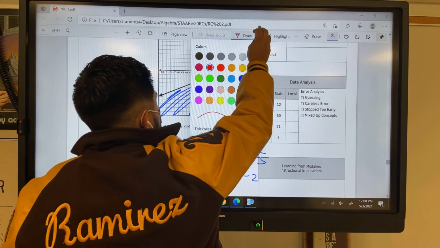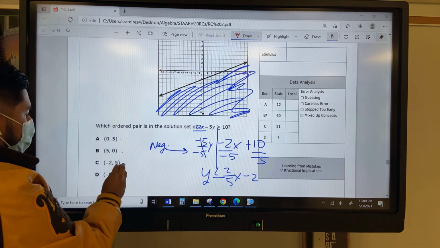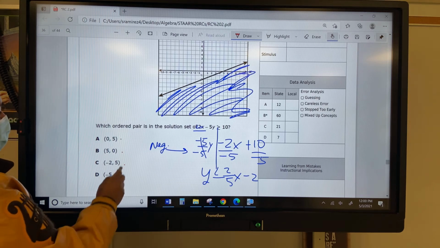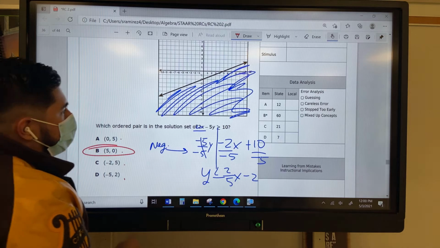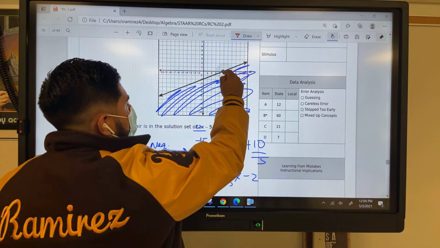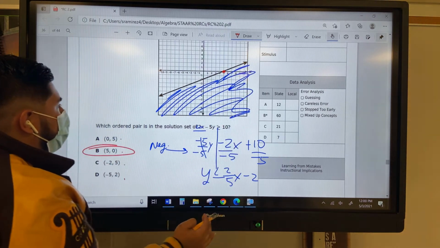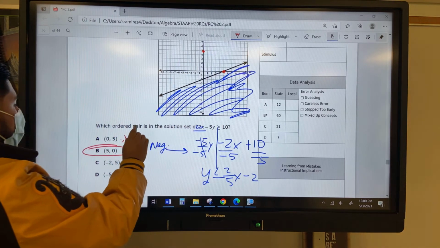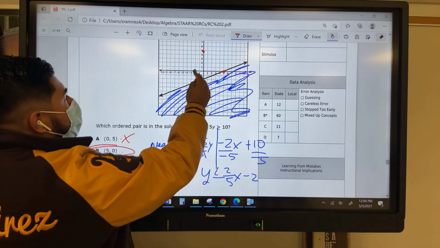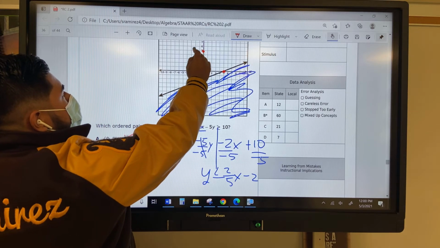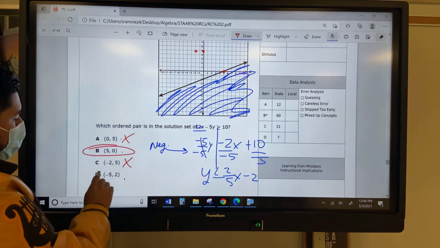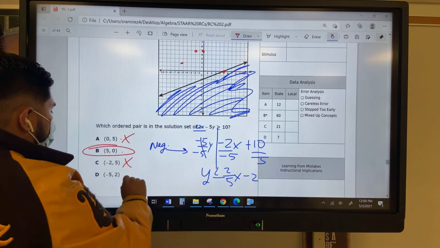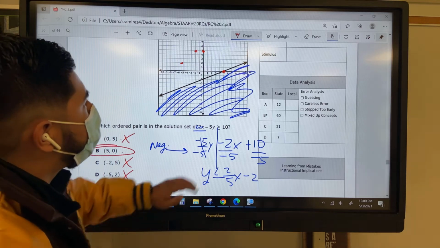What do you got to do next? Got to do each one in there to see who's part of the answer. B's the answer because if I plot it, it's right here on the line, which is part of the function. If I go 0, 5, 0, 5 is up here. That's not it. Negative 2, 5 is up here. That's not it. Negative 5, 2 is over here. That's not it. Very good problem.